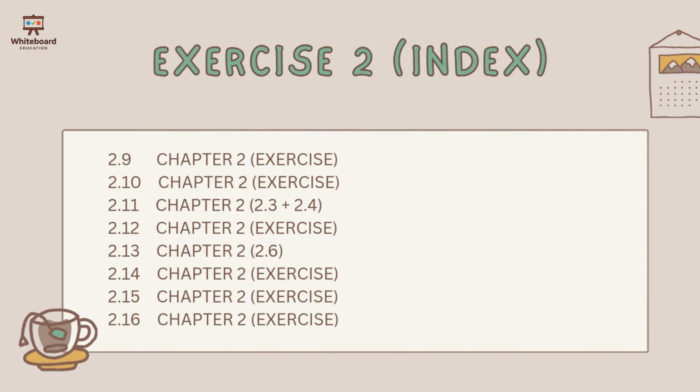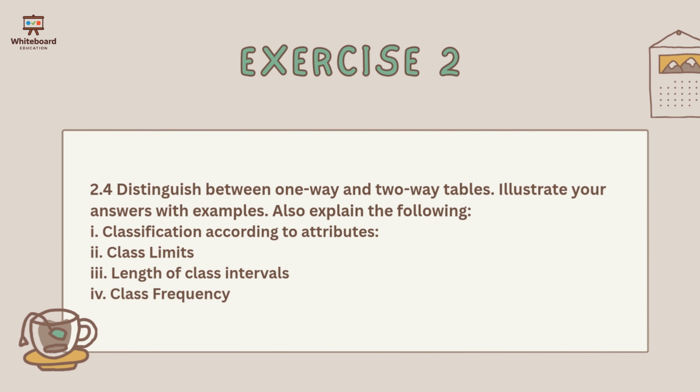Let's start with 2.4, where the question is: distinguish between one-way and two-way tables. Illustrate your answers with examples. Also, explain the following. Part 1, classification according to attributes. Part 2, class limits. Part 3, length of class intervals. And Part 4, class frequency.